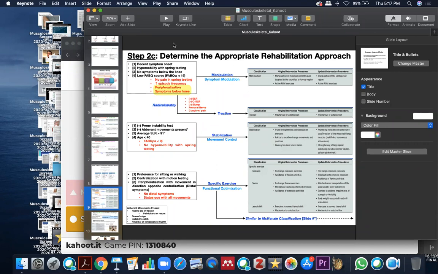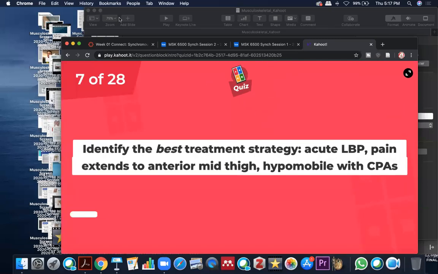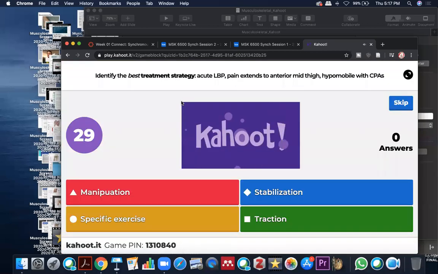So yeah, here we've got specific exercise. All right, next question. Identify the best treatment strategy. We've got acute low back pain, pain extends to the anterior mid-thigh, hypomobile with CPAs.